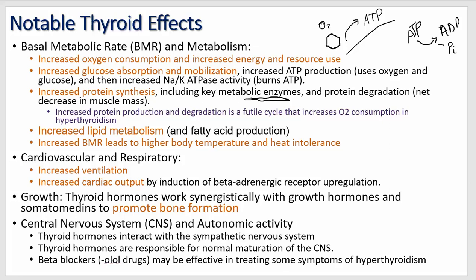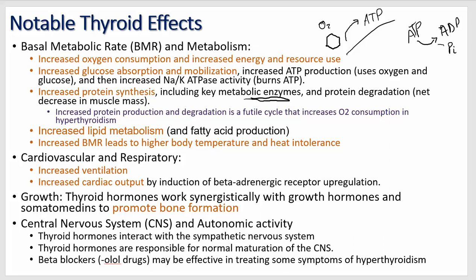It's increasing our oxygen consumption, so there's more burning of things, ATP, and ultimately, if it continues, then you will actually have a decrease in muscle mass. So it's mobilizing that energy, but ultimately, what is seen is a decrease in muscle mass. Okay, so increased lipid metabolism, so more fatty acids are out there for energy. Increased basal metabolic rate leads to higher body temperature and heat intolerance. Okay, so we've mentioned that a couple of times.